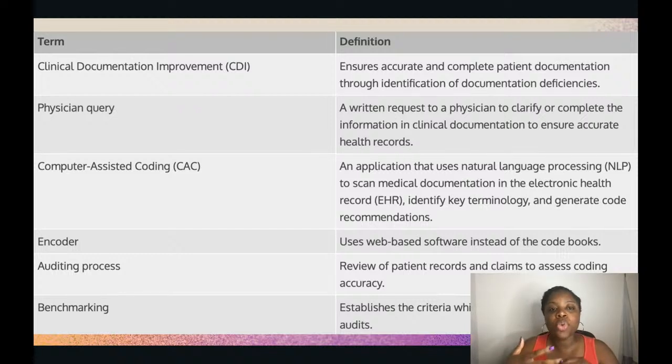Because when you do an audit, you're able to identify if there are any patterns or practices happening within your facility that may be causing your providers to not get paid correctly. You may be overcharging patients, right? There are a lot of things that could be happening, but you're not going to identify these things unless you perform something called an audit.